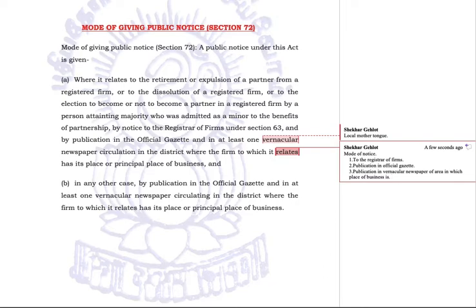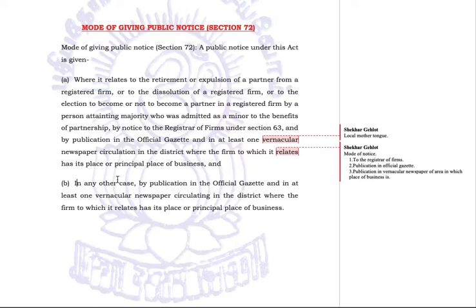We discussed that notice has to be a proper public notice. Now suppose you have given a notice to the registrar of firms and you have given the publication in vernacular, but you have not got it published in the official gazette. Your public notice shall remain improper, shall remain incomplete, and you will continue to remain bound. Okay, so you have to follow all these three steps in the case of a retirement or expulsion of a partner or dissolution of a firm or election to become or not to become a partner. You will give a notice to the registrar, then you will get official gazette publication, then you will get a publication in a vernacular newspaper.